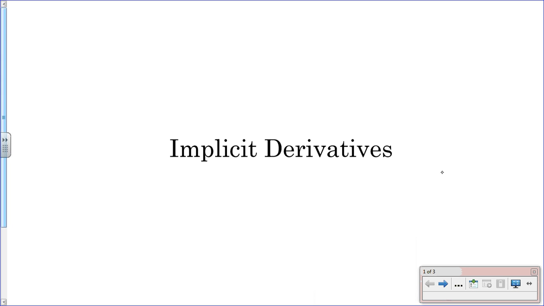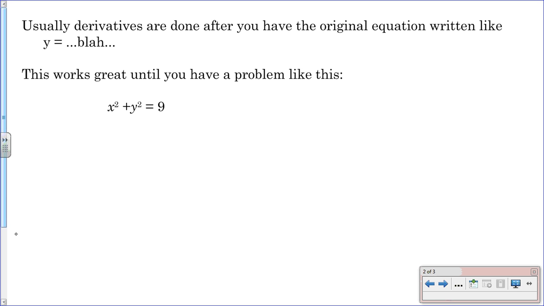Implicit derivatives. All right, so we've been going over derivatives for a little bit, and now we're going to get into implicit derivatives. Normally with derivatives, usually derivatives are done after you have the original equation written like y equals some equation. That's usually how you take a derivative.